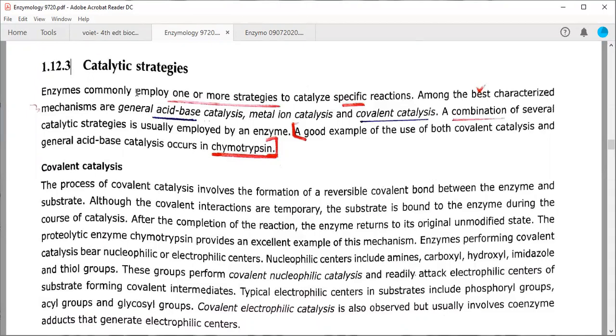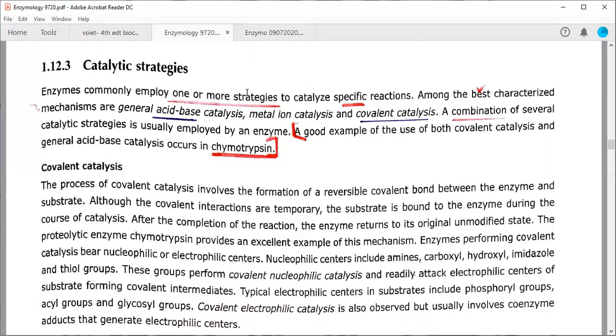It is possible also, but at least most of the enzymes commonly employ one or more of these strategies, which are given in White's book, to catalyze specific reactions. And you know, the enzymes are very specific catalysts. They bind to the substrate very efficiently and specifically.